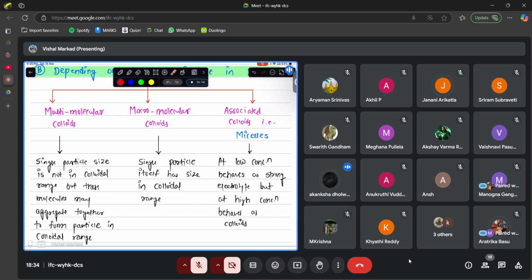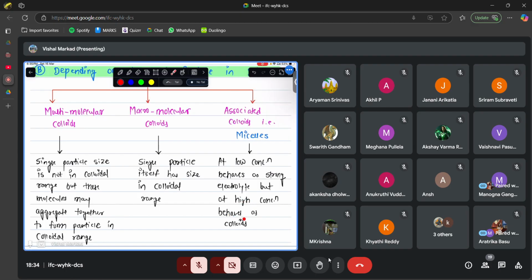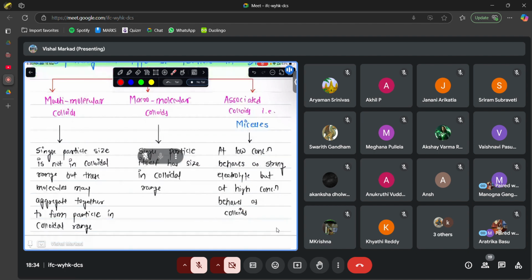Clear this thing? What is micelles? Yes, sir. It is the type of colloid in which at low concentration the particles behave as a strong electrolyte, but at high concentration they will form a colloidal solution. Clear this thing?